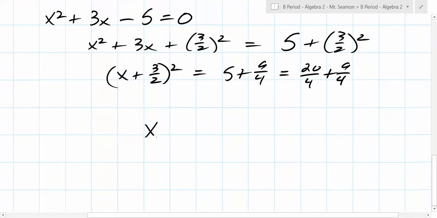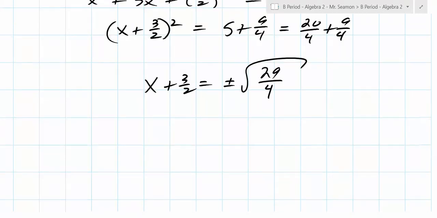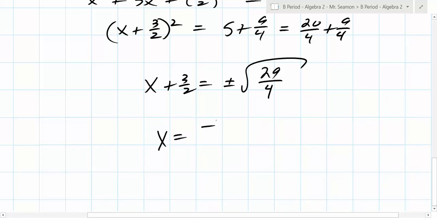So what do I end up with? X is equal to, well, x plus what? Sorry. X plus 3 over 2 squared, plus or minus the square root of what? 29 over 4. Oh, what's the square root of 4? 2. So we end up with x is equal to negative 3 plus or minus the square root of 29 all over what? 2. Can you simplify the square root of 29?